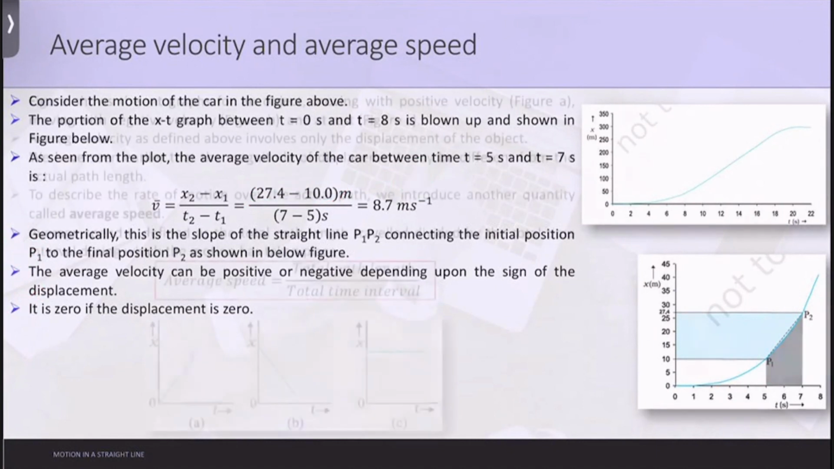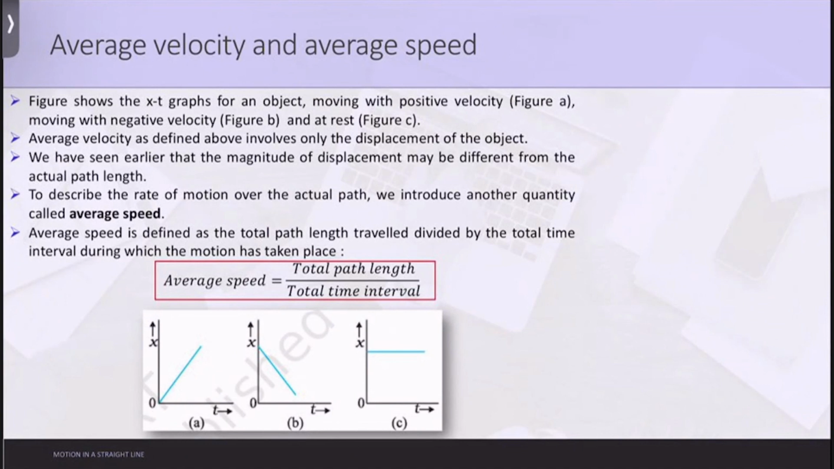Let's move on with the concept of average speed. The figure shows the x-t graph for an object, and figure A is telling you about moving with positive velocity. So here velocity is positive, here the velocity is negative, and here it is zero. You can also see that the slope is positive here, the slope is negative here, and the slope is 0 here. That can also be understood as to why these types of graphs have positive velocity, negative velocity, and rest.